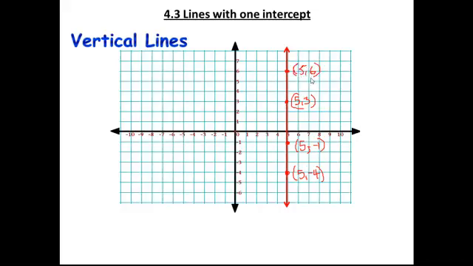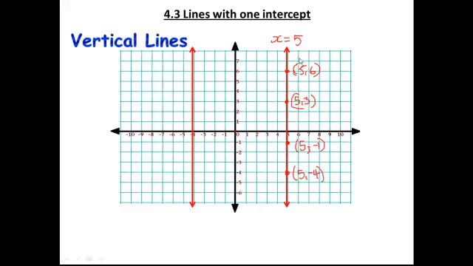Now, do you notice anything about those points? Hopefully you do. And this is going to be the same with any point on this line. The x-coordinate is always 5. So for that reason, this line is just called the line x is equal to 5, because all of the x-coordinates are 5.